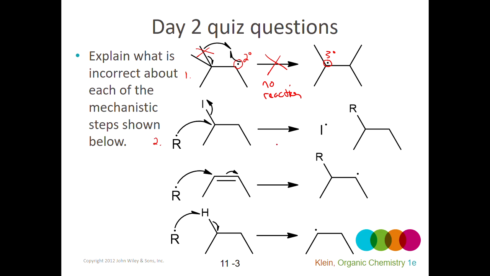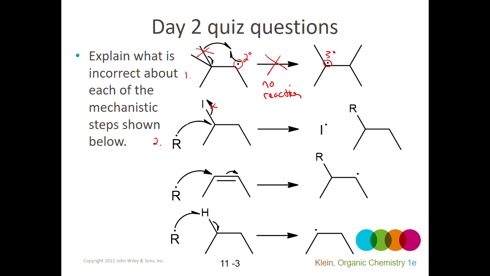So the second one here, what's the problem? Well, the problem is this arrow is showing one electron coming in here, but I can't make a bond with only one electron. And this arrow is showing the iodine as a leaving group. It's a double-headed arrow, so it's implying the iodine leaves with both electrons. That would produce I minus, not an I radical. So the problem here is this arrow.